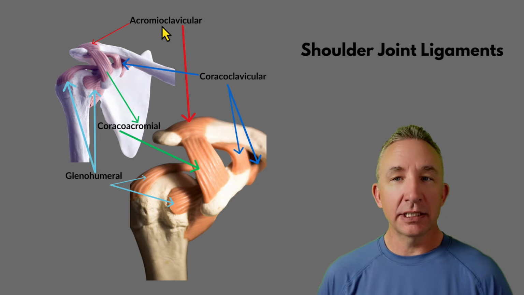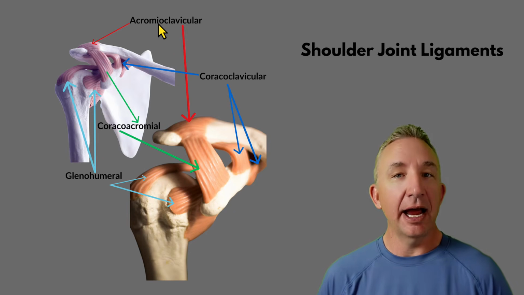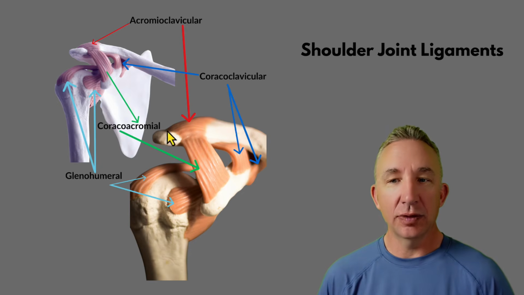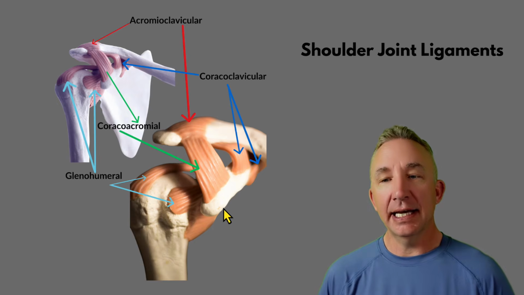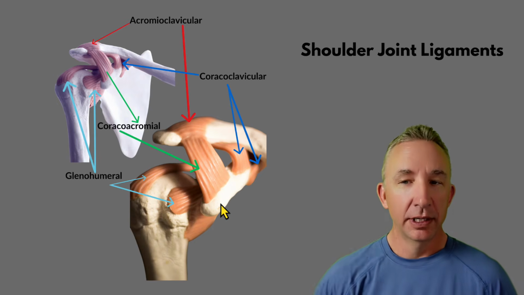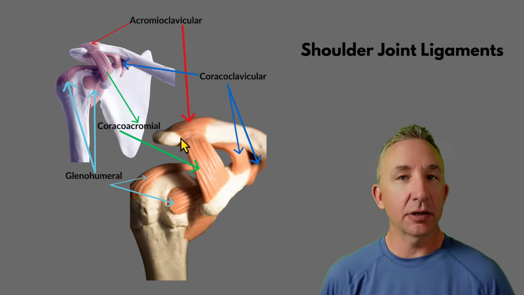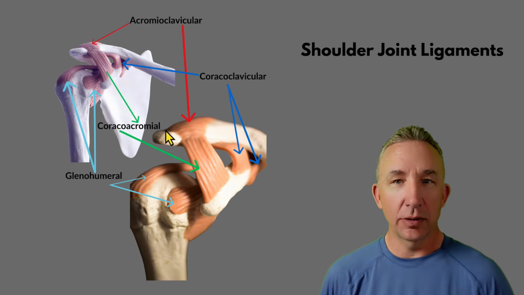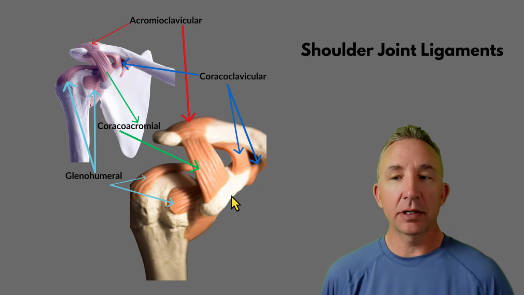Now this one is on top. So I remember that AC, air conditioning, typically comes from the top. So my AC joint is on top, acromioclavicular. And then I take the 2 that are coming from the coracoid process and I just go up. So the first one we're learning is going back to the acromion process. So we call it coracoacromial, connecting from the coracoid process to the acromion process.